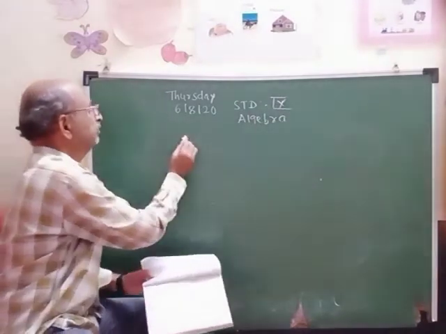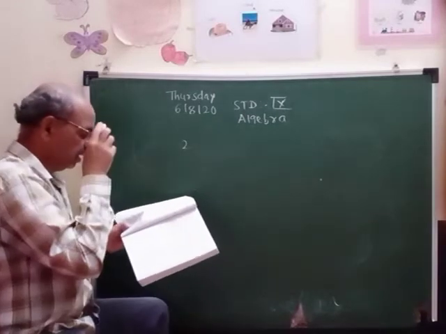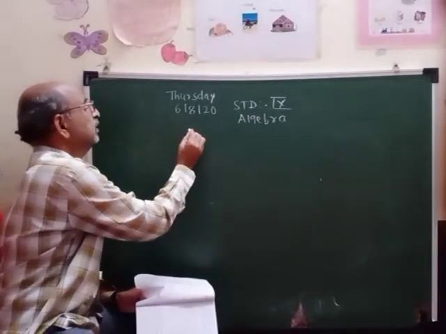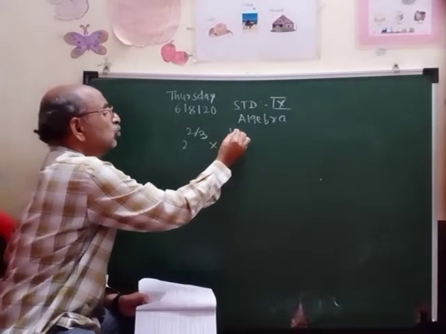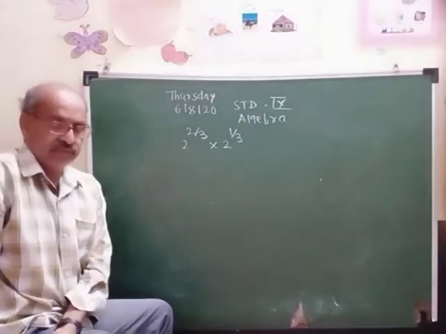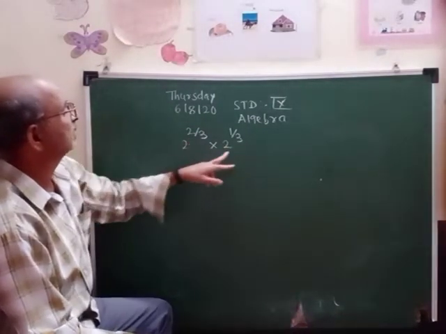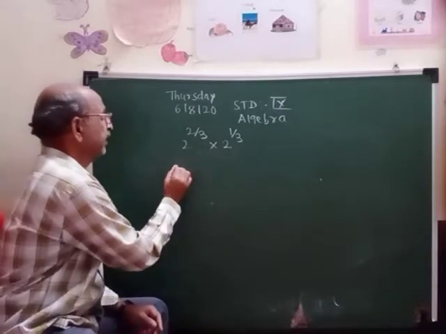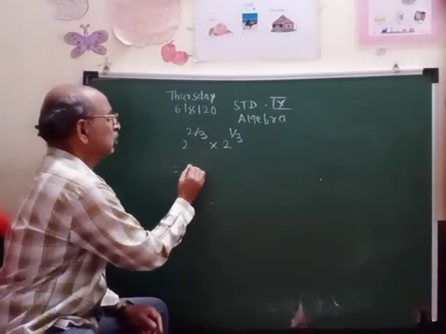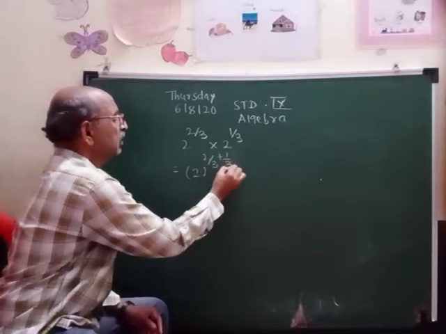Now first see 2 raised to 2 upon 3 multiplied by 2 raised to 1 upon 3. So here the base is same and we are doing multiplication, so the indices are added. So 2 raised to 2 upon 3 plus 1 upon 3.